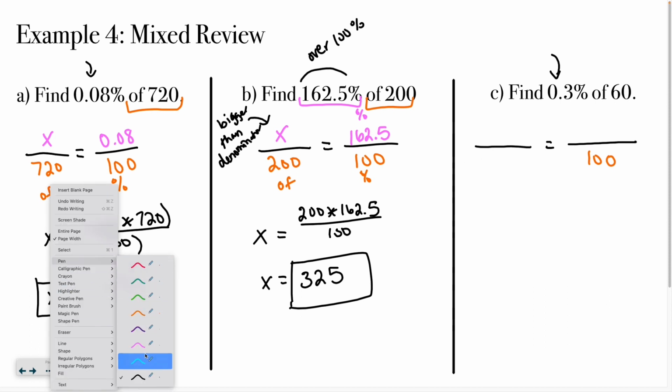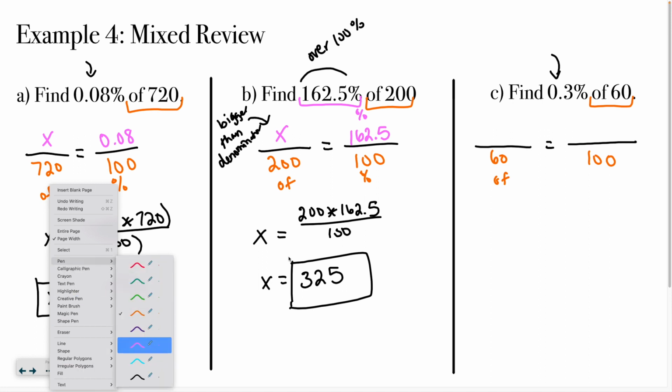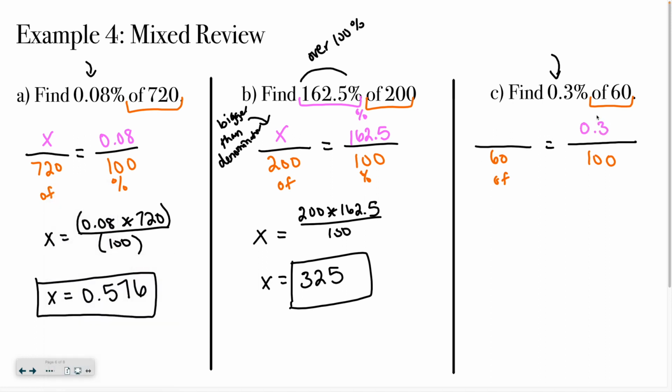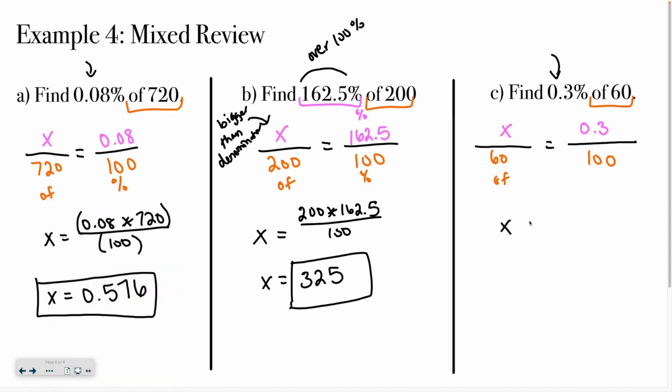And if I were to finish this one off, the word that follows of is 60, and then I have 0.3%, and I'm looking for what is 0.3% of 60. Again, I cross multiply and divide. So I'd say x equals 0.3 times 60, all divided by 100. And when I do that, I get 0.18. And that would be my final answer. So that means 0.18 is 0.3% of 60. Okay.